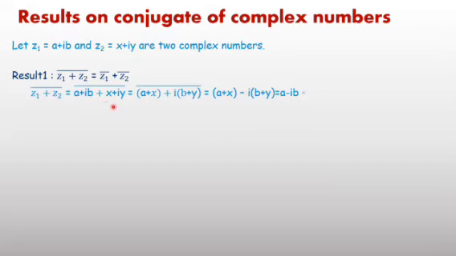Proof: z1 plus z2 whole bar equals a plus ib plus x plus iy, which equals a plus x plus i(b plus y). Taking the conjugate, you can write a plus x minus i(b plus y), which is a minus ib plus x minus iy, equal to z1 bar plus z2 bar.